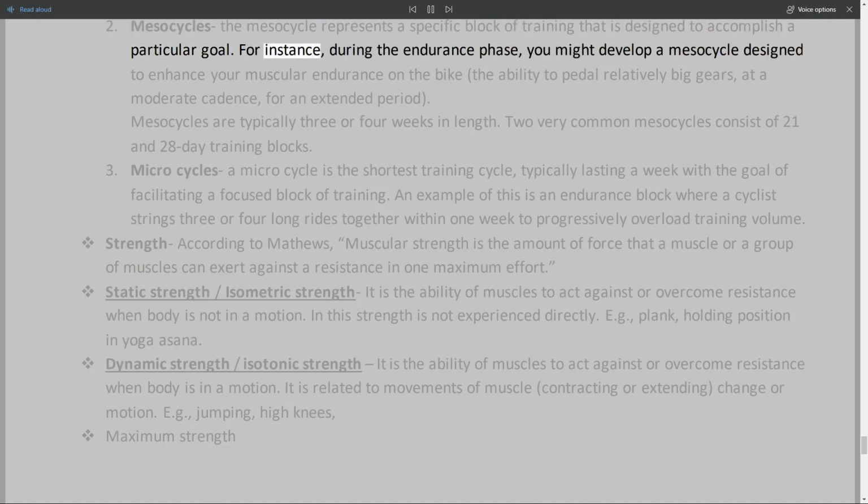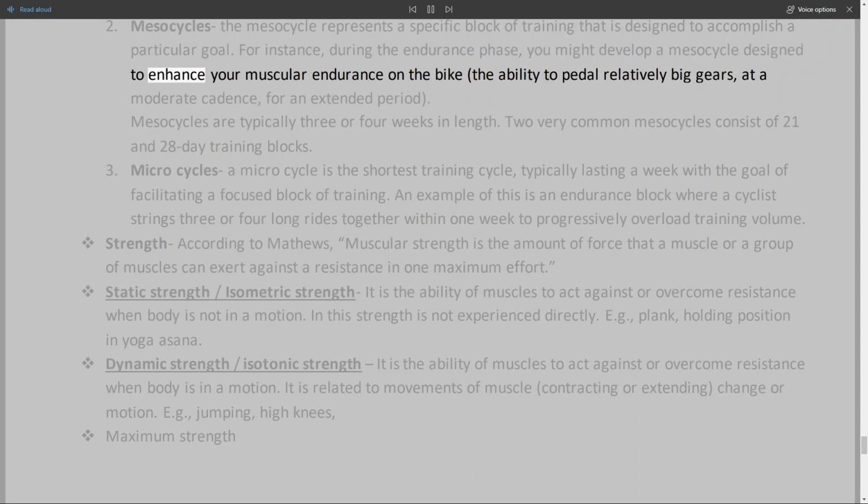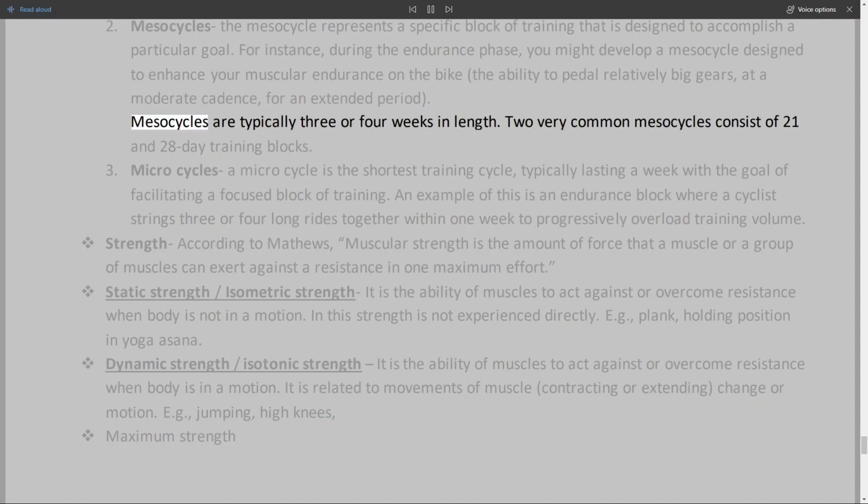2. Mesocycles. The mesocycle represents a specific block of training that is designed to accomplish a particular goal. For instance, during the endurance phase, you might develop a mesocycle designed to enhance your muscular endurance on the bike, the ability to pedal relatively big gears, at a moderate cadence, for an extended period. Mesocycles are typically 3 or 4 weeks in length. 2 very common mesocycles consist of 21 and 28-day training blocks.